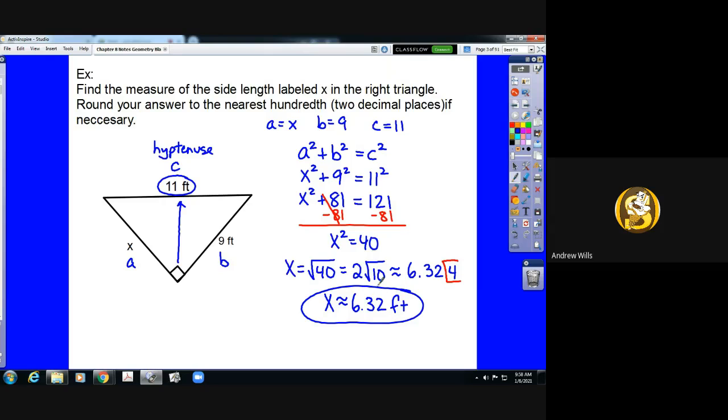Okay, so there's only one very slight difference in this example from the last one, and that is that we have to subtract the 81 from the 121 and then take the square root. Okay? So either way, we're solving for x. Any questions on either one of these first two examples before we go to example 3?